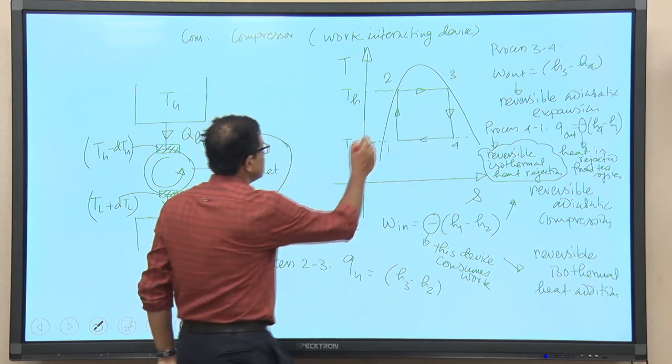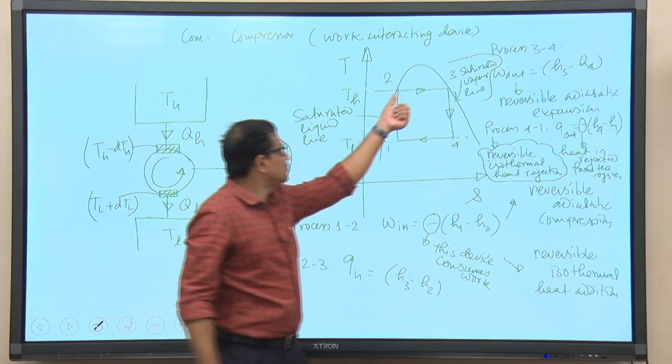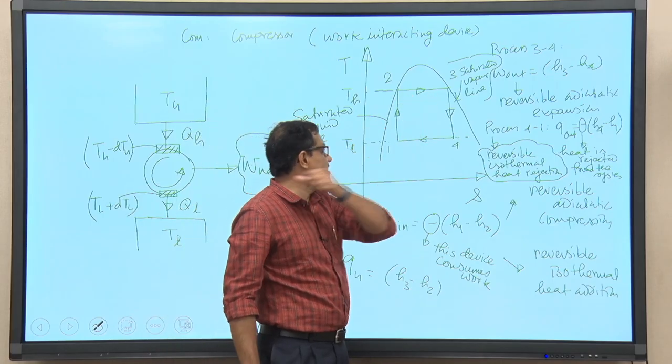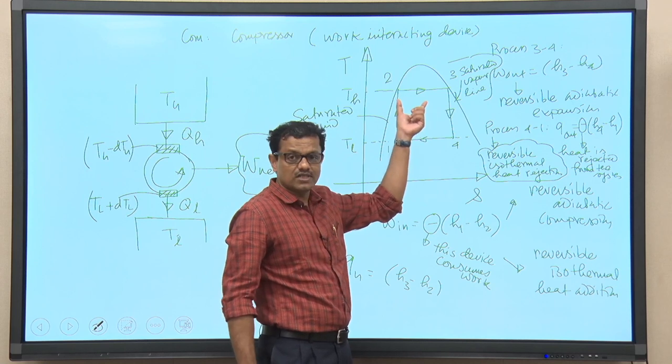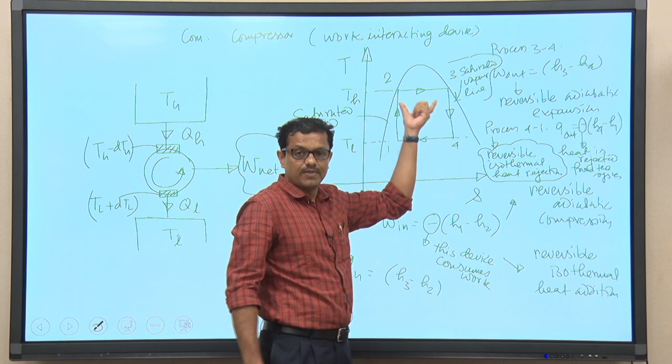So, this is the saturated liquid line, and this is the saturated vapor line. Okay. Though points 2 and 3 are shown on the saturated liquid line and saturated vapor line, for the generality, these two points could be shown to be inside the vapor dome.